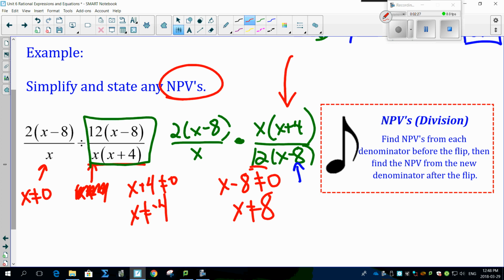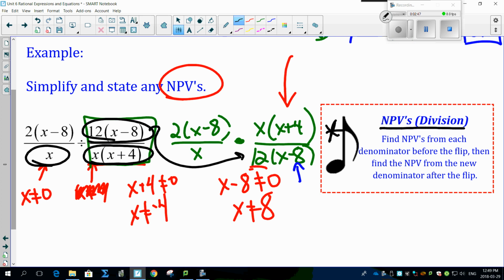So in other words, think about this. If we're going to look at this, how do we state the non-permissible values? We'll state the non-permissible values of that one, of this one, and this one, because after all, you're going to flip it anyways. So that's what this says right here. NPVs and division. It says find the NPVs from each denominator before the flip, and then find the NPV of the new denominator after the flip. Or you can just do it all in one shot. Figure out this guy, this guy, this guy, right? So figure out the NPVs.